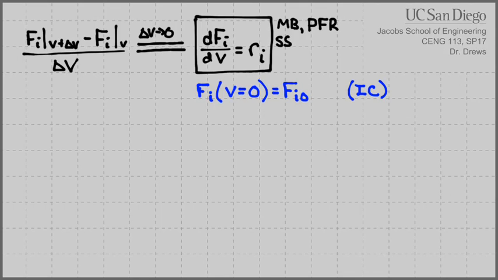Okay, so that's it. That's the only material balance. But that should look pretty similar, right? That looks similar to the material balance we had for a batch reactor, except in a batch reactor, instead of an F, we had an N, and instead of a V, we had a T. But the math here to solve it looks almost identical, except now we're talking about volume changes instead of time changes.